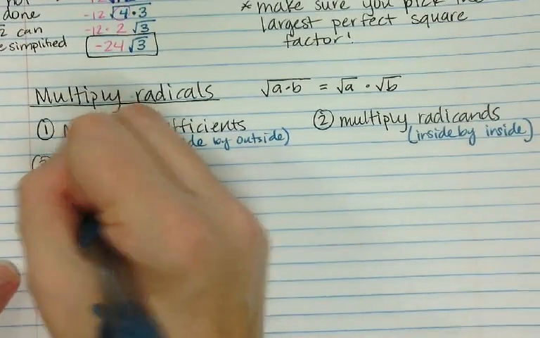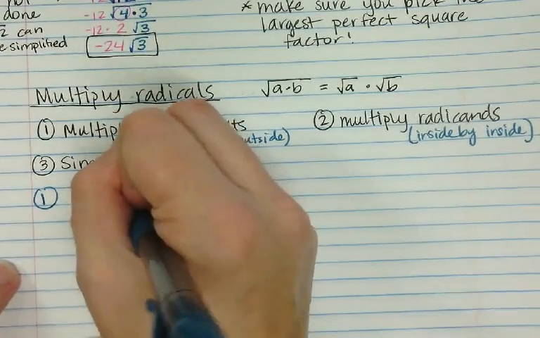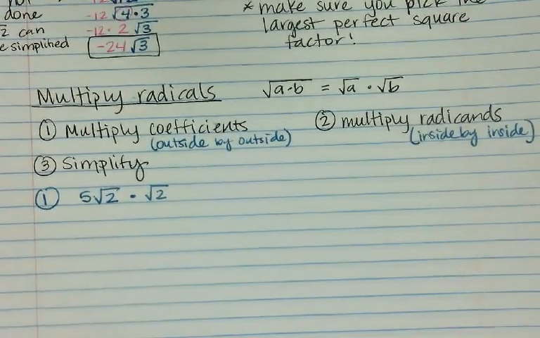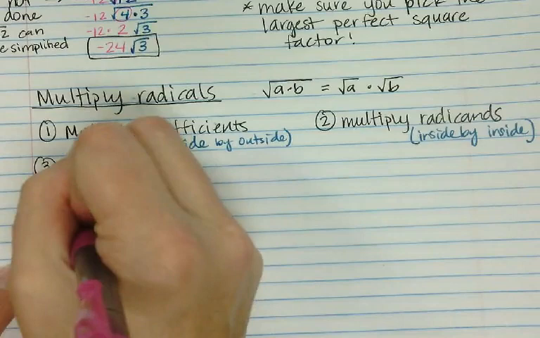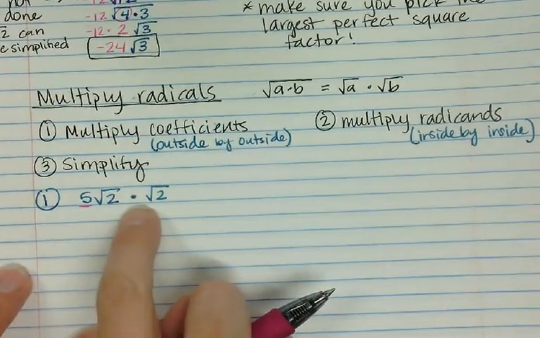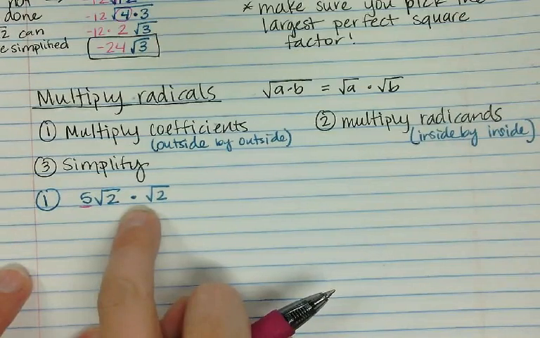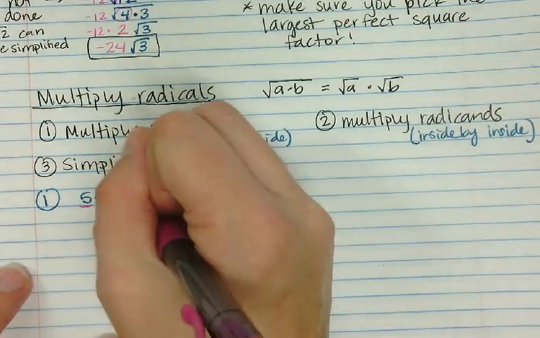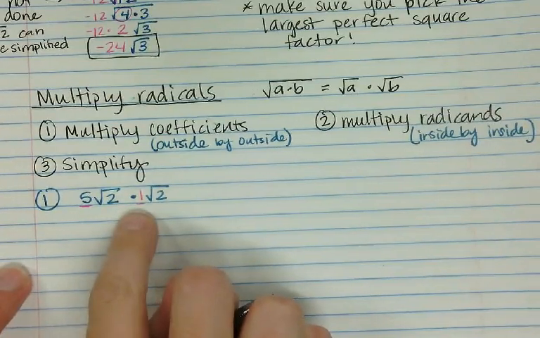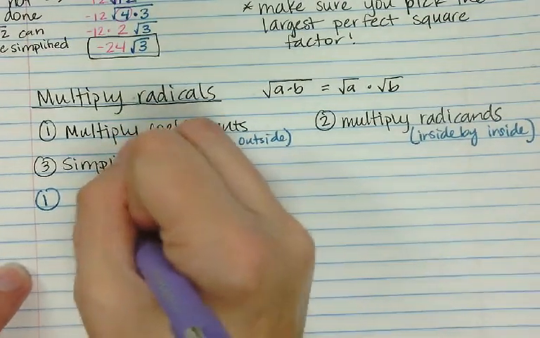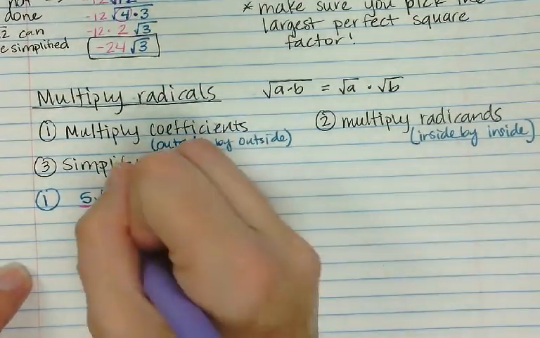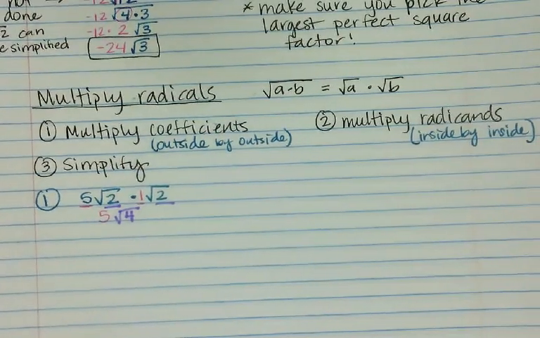Number 1, we're going to have 5 square root of 2 times the square root of 2. If I want to multiply my outside by my outside, the first thing I multiply is my 5 times, well, is there anything on the outside over here? What's the kind of invisible coefficient then? It's like a 1. So 5 times 1 would give me 5. Are you okay with that? And then 2 times 2 would give me 4. So that becomes 5 times the square root of 4.